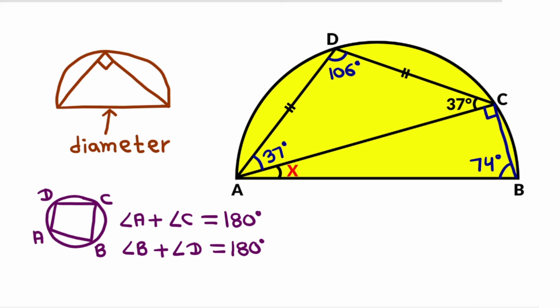We're almost there. Now look at triangle ABC. Its 3 angles must also add up to 180 degrees. We already know 2 of them. Angle ACB is 90 degrees. Angle ABC is 74 degrees. So the remaining angle, our mystery angle X, is simply 180 minus 90 minus 74. That gives us 16 degrees. So the exact value of angle X is 16 degrees.